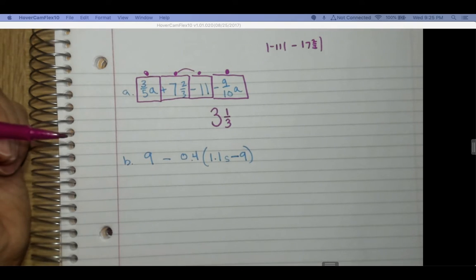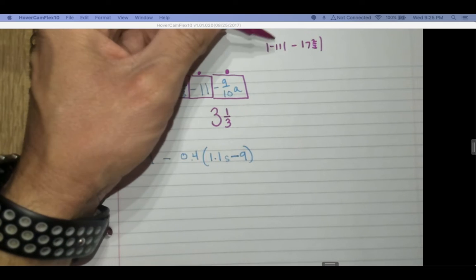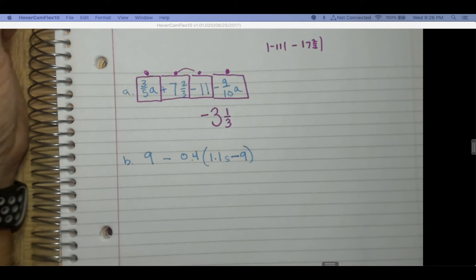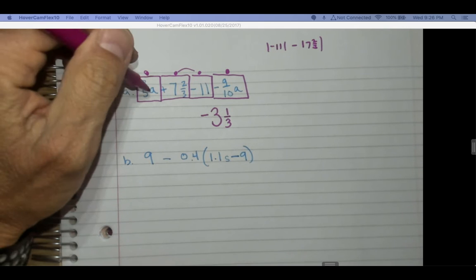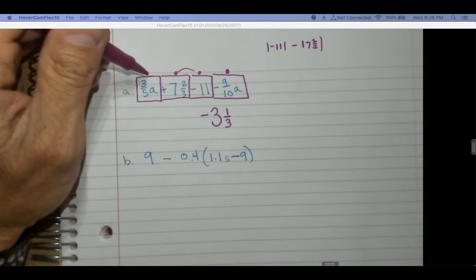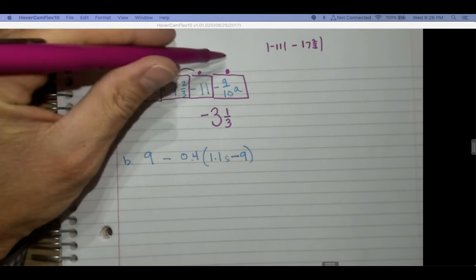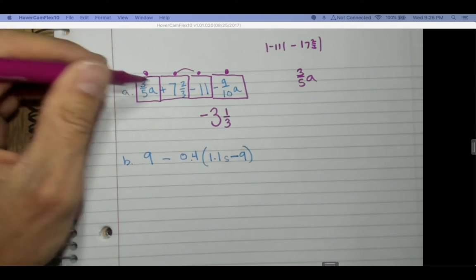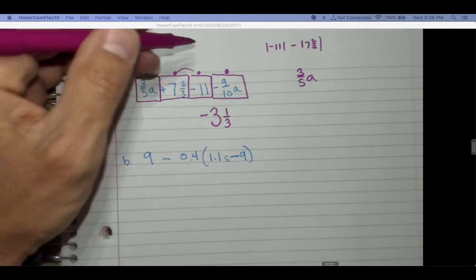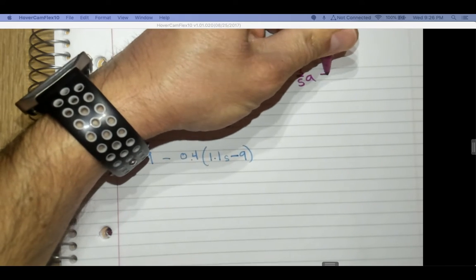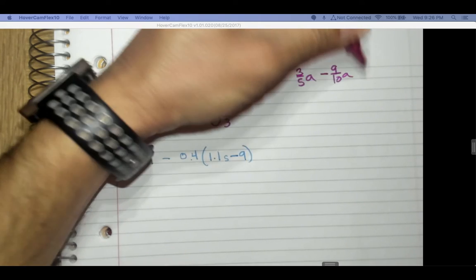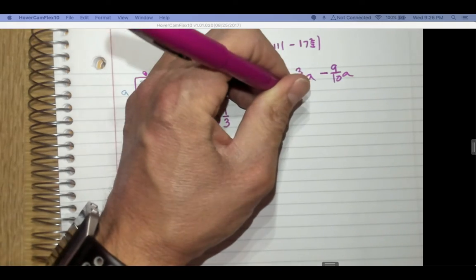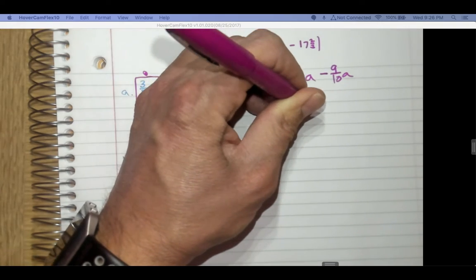Now I want to think about this. Since it was a bigger negative number, it should be a negative answer there, or I put a minus sign in front of it. It means the same thing. For my two, putting the fractional A's together, I have 3/5 A, and it's positive because there's no sign in front of it. And then it's minus or negative 9/10 A. With fractions, I need a common denominator. So this should be negative 9/10 A.